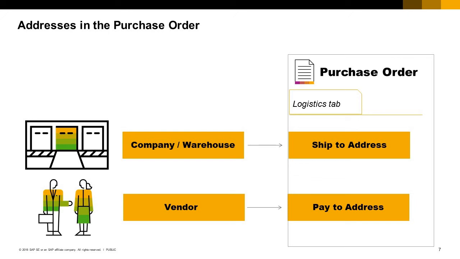The other important address in the purchase order is the pay to address. The pay to address is displayed under the Logistics tab and defaults from the Vendor Business Partner Master Data Record. Always make sure the pay to address is the correct one for a given purchase, since this information prints on the check when payment is issued. Of course, addresses can be overwritten inside a purchasing document as needed.